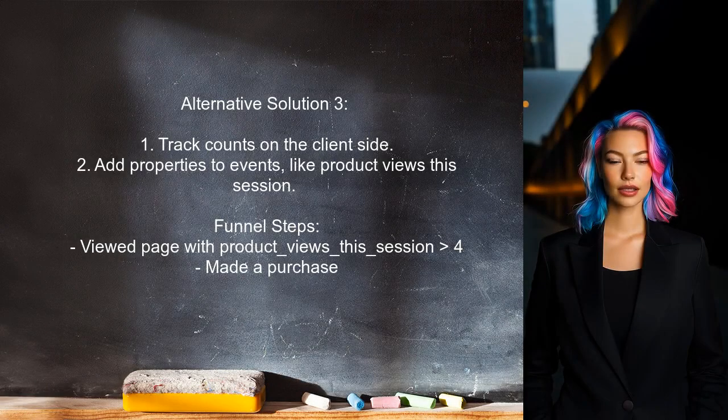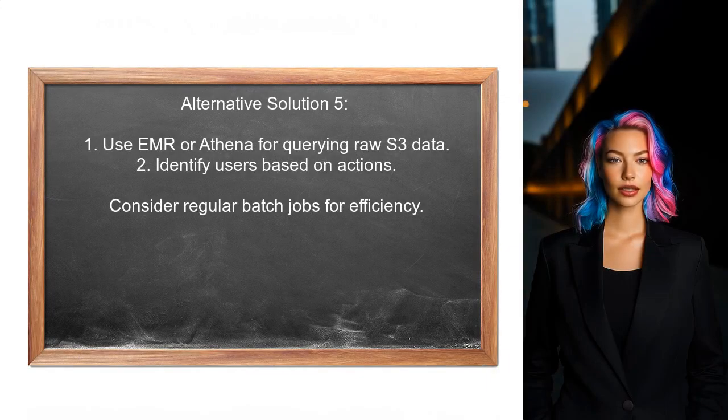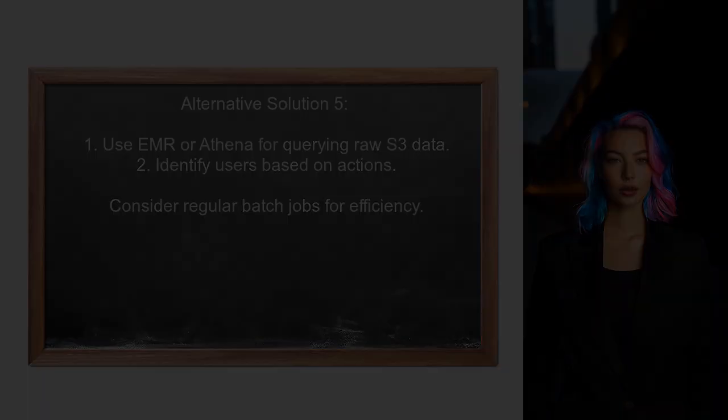You can also include counts on events by tracking user actions on the client side. This way, you can add properties like session views directly to your events, making it easier to filter users based on their activity. For a more advanced solution, consider using S3 streaming with AWS Lambda. This allows you to count user actions and store enriched data back in Keen, enabling more detailed queries. Lastly, you can perform complex queries on raw S3 data using EMR or Athena. This method allows for batch processing to identify users based on their actions.